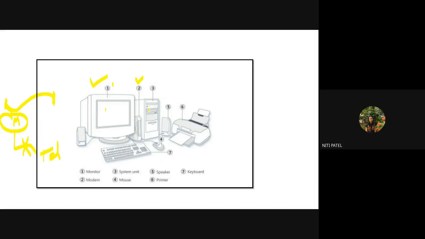How does it look? Then you have a CPU. Inside this you have the motherboard, fan, all the devices of the computer. Then this is the speaker. This is the external printer. This is a mouse and this is a keyboard. So these are the hardware components of your computer.